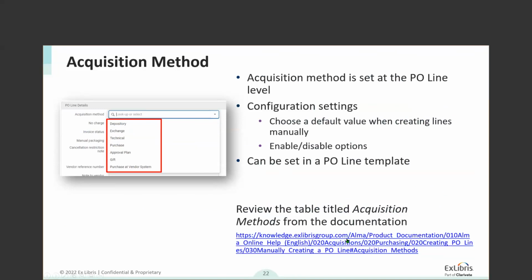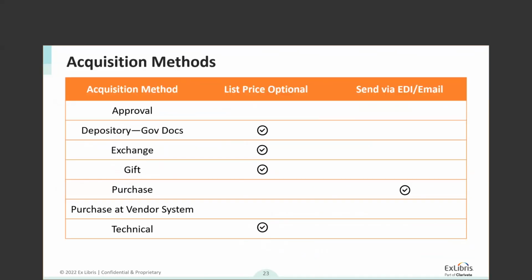So those both work. And there is a list of the different acquisition methods. So I just put a link to the documentation. I'm always pushing you to that documentation. And specifically, I want to call out certain PO line types do not require pricing. So especially if you're doing depository, gov docs, exchange, gift, or technical. So purchase, purchase at vendor system, and approval all require pricing.